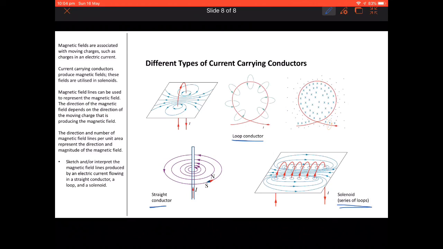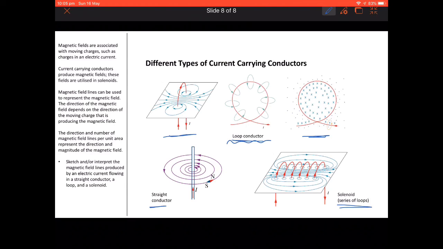All these looped conductors are all the same. I just have a few different versions so you can see some of the different notation. So we've got the crosses and the dots here. All the crosses mean the current is going into the page, and the dots mean the current is coming out of the page. But these are all essentially representing the same thing.